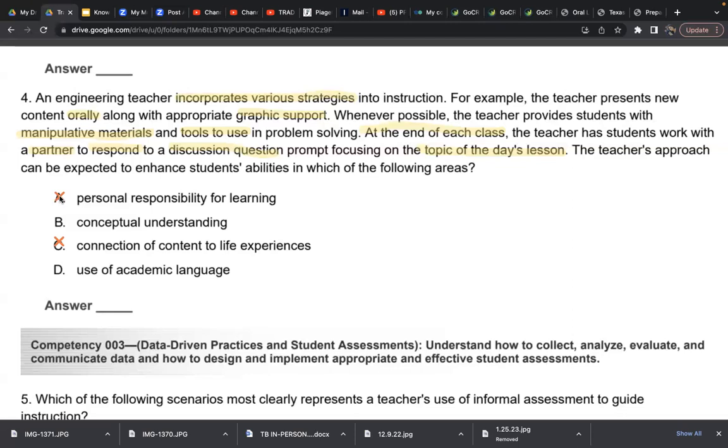And when they said partner, they wanted us to be left with these two answers. So there's nothing about personal responsibility. There's nothing about connections to life experiences in here. There is help with conceptual understanding, and there is use of academic language. Both of these things are taking place. One is better than the other.